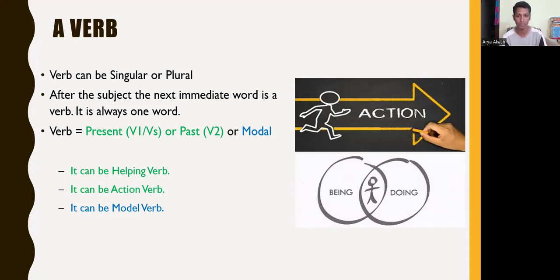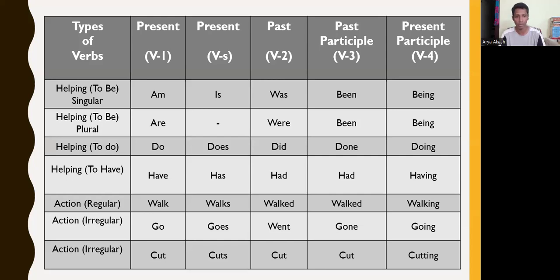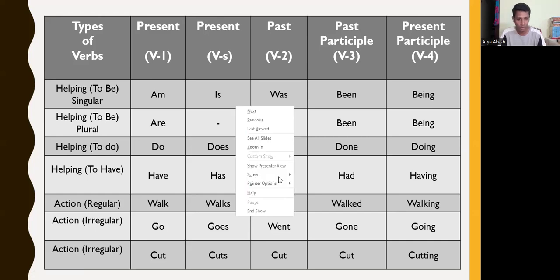Let's go in detail what are helping verbs, what are modal verbs. I'll give you the chart now so that you can understand. Now look at the chart. The first row, the types of verbs: helping verbs to be, helping verbs to be singular, helping verbs to be plural, helping verbs to do, helping verbs to have, action verbs regular, action verbs irregular. So these all are the verbs which we use to form sentences. If you remember, I said present verb or past verb. Let me pull a highlighter so it becomes easy.